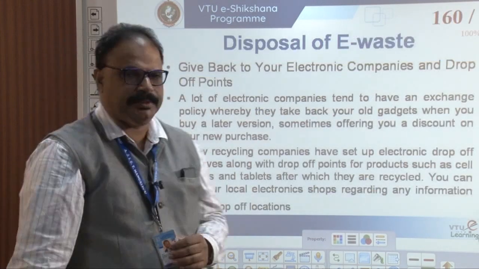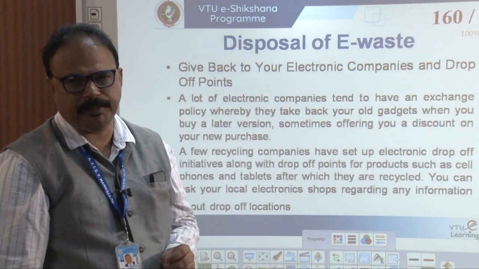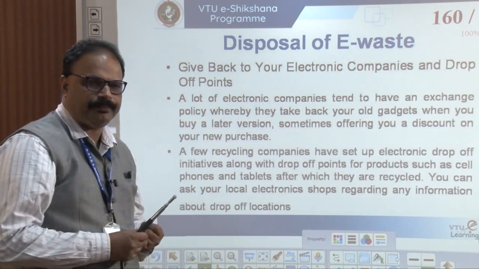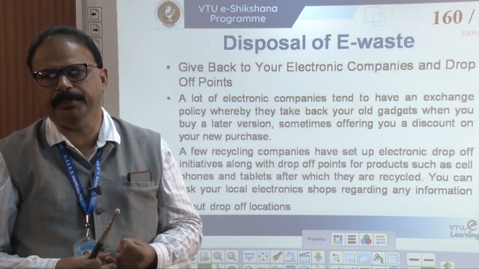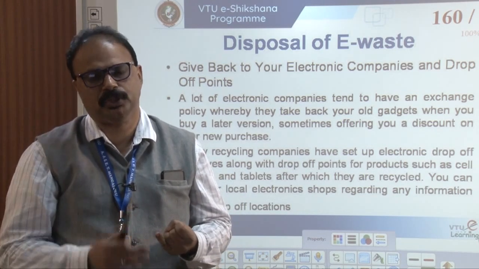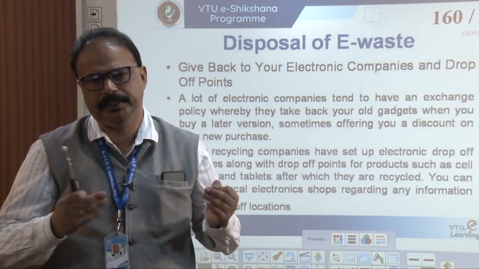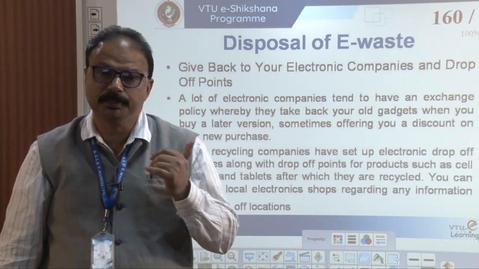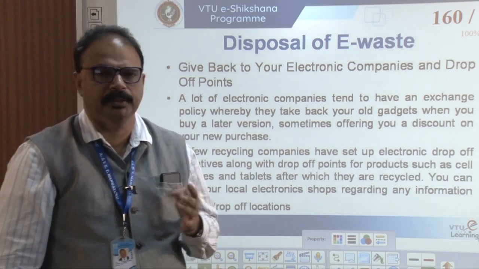Disposal of the e-waste, that is the treatment process I told: three processes. One is landfilling, another is the burning of the e-waste, called incineration, and another is recycling and reuse. Now, disposal of the e-waste, very, very important: electronic drop points.